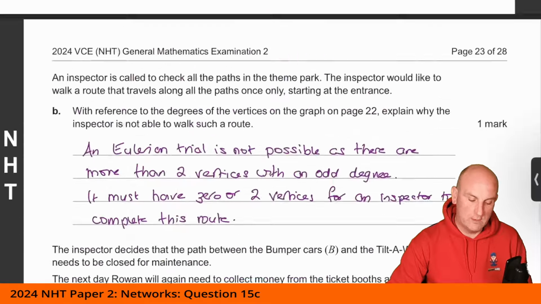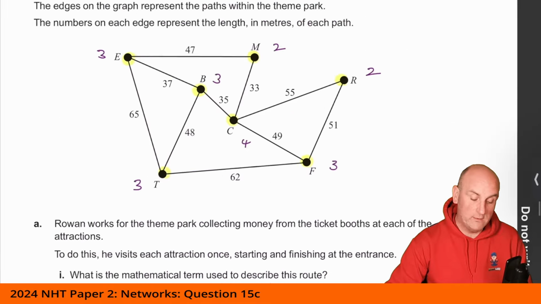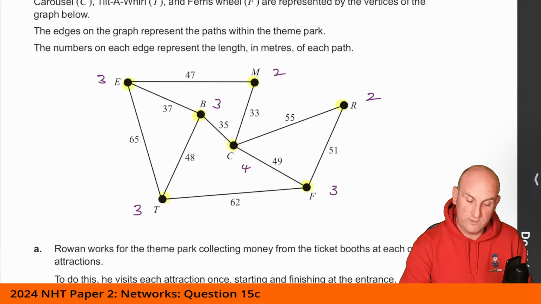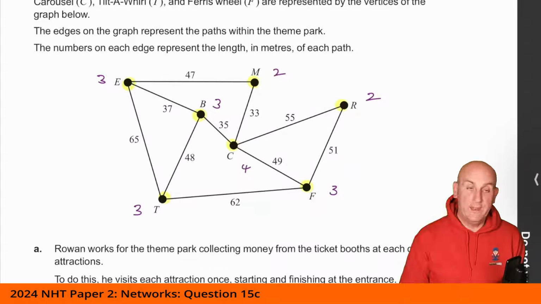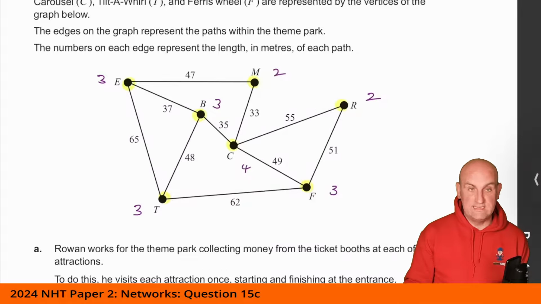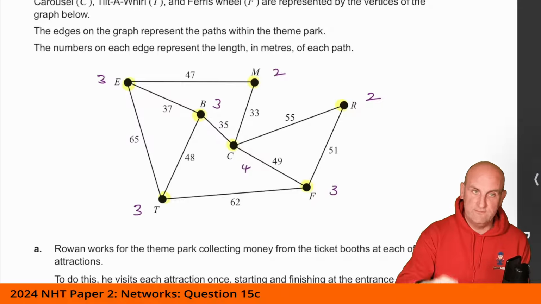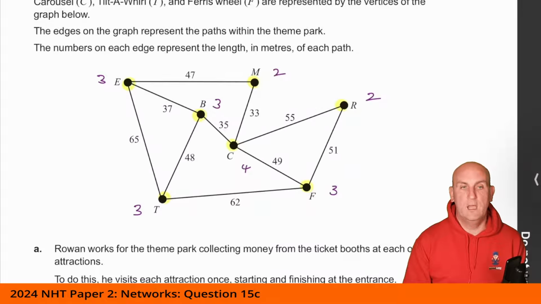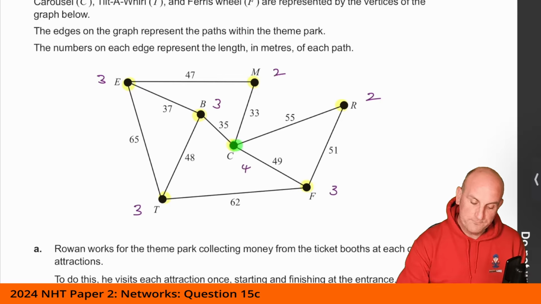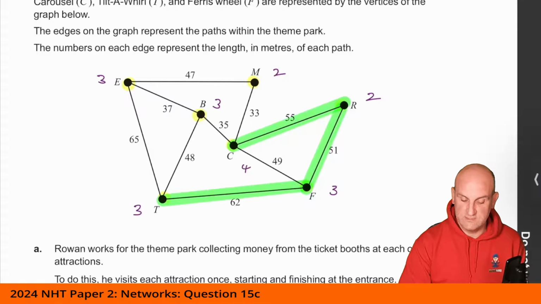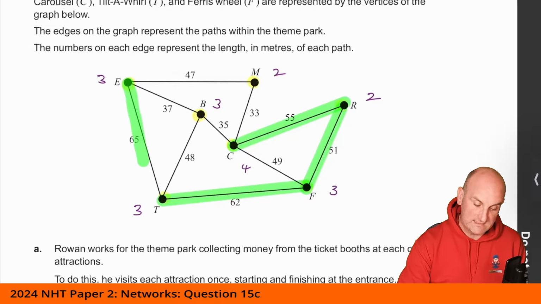So many people, and me included, turn around and go, what on earth is this question all about? Is there an algorithm? And I, to this day, do not know. I haven't found one. And if you have one, please leave a comment below and let me know. But what I decided was, when I did this, to get to R, we have to go along here and we have to go along here. Once I'm at F, I've really got no choice but to go that way. And then I've got to get back to E.